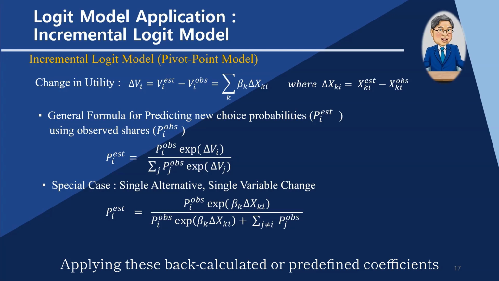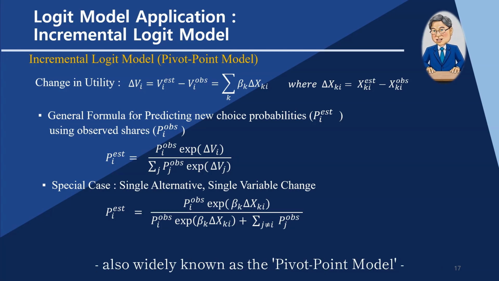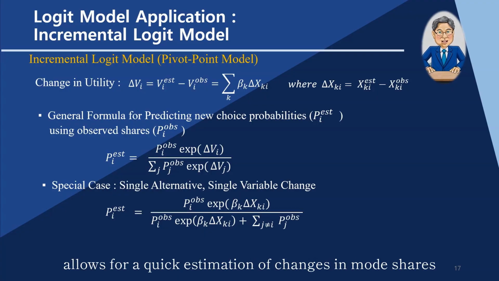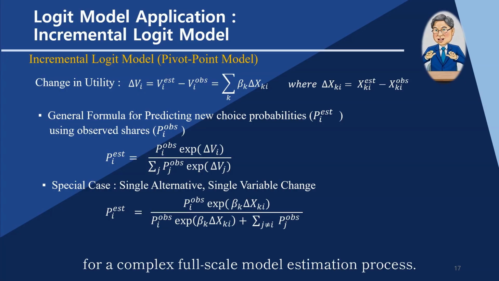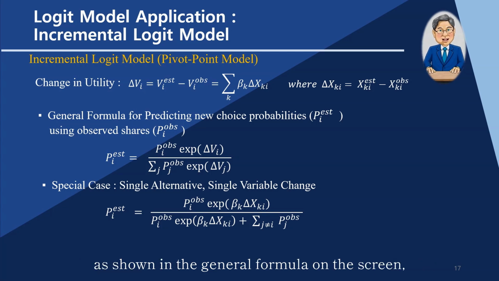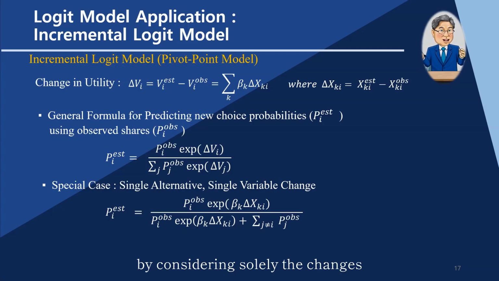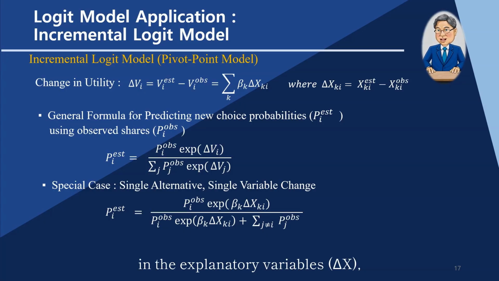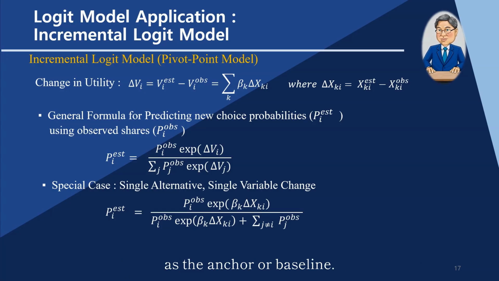Applying these back-calculated or predefined coefficients to the incremental Logit model, also widely known as the pivot point model, allows for a quick estimation of changes in mode shares due to environmental shifts without the need for a complex full-scale model estimation process. The primary advantage of the incremental Logit model, as shown in the general formula on the screen, is that it predicts future market shares by considering solely the changes in the explanatory variables, delta x, directly using the currently observed market share as the anchor or baseline.